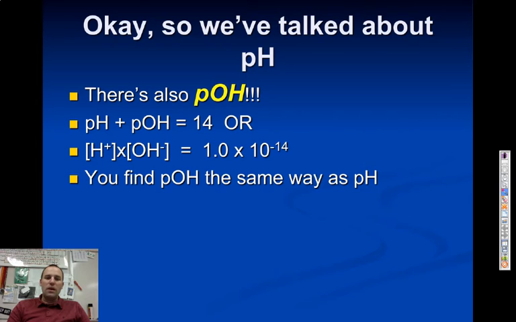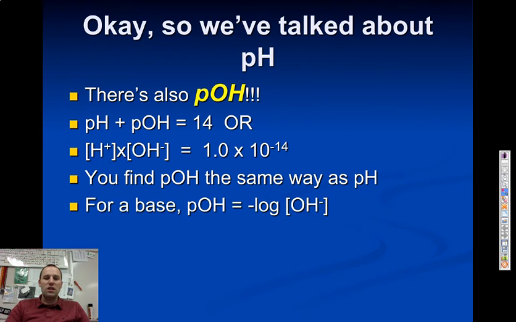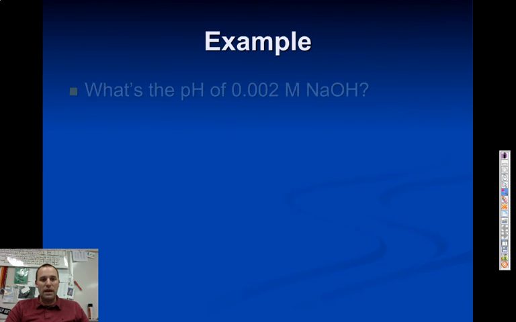So you find the pOH the same way as the pH, by just taking the negative log of the concentration of hydroxide ions. But keep in mind, this gets you the pOH. So you can only find the pOH of a base directly, and you can only find the pH of an acid directly. But if you subtract those numbers from 14, then you get the opposite: the pOH for an acid, for example, or the pH for a base.